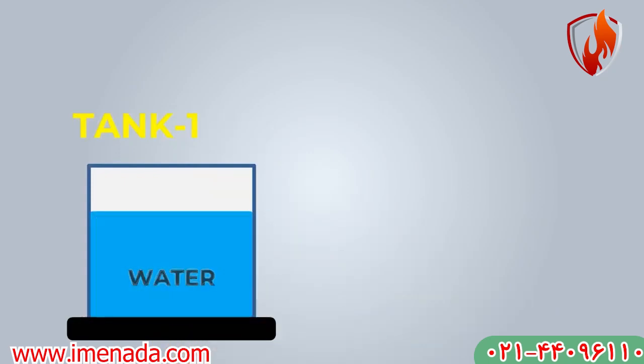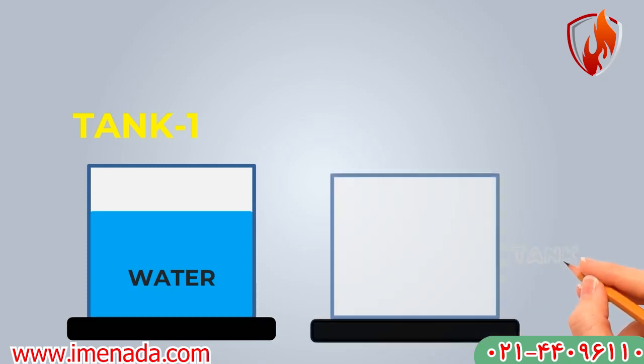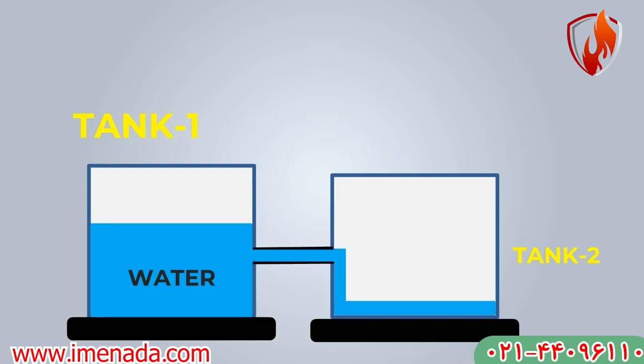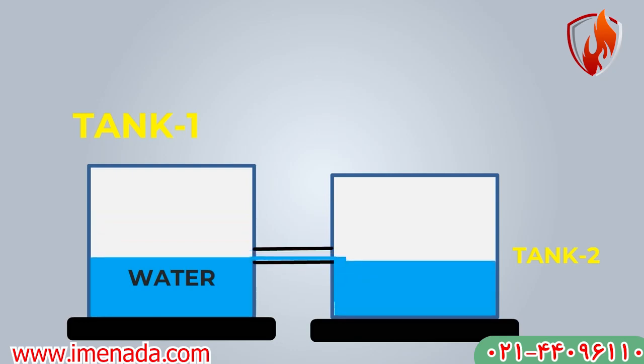Take a tank, that is tank 1, and fill it with water. Take another empty tank, that is tank 2, near to the tank 1. Now, if I ask you a simple question, how do you transfer water from tank 1 to tank 2? It is simple. We will take a pipe with a valve and connect it between tank 1 and tank 2. If we open the valve, water will flow from tank 1 to tank 2 due to the difference in height.